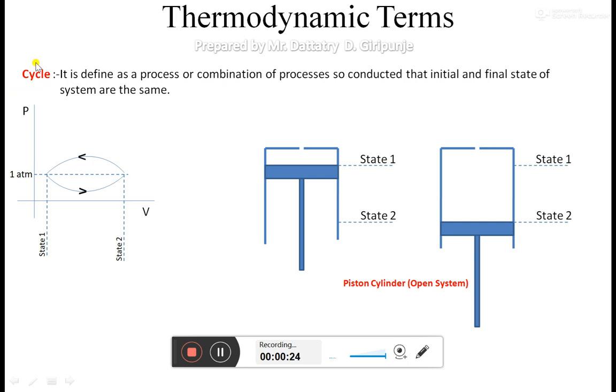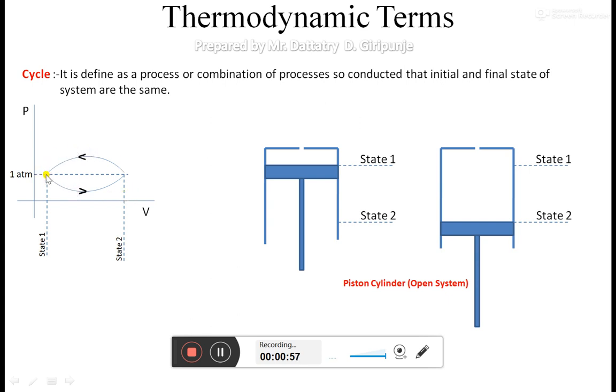By definition, a cycle is a process or combination of processes conducted so that the initial and final state of the system are the same. Or in simple words, more than one process come together and form a closed loop.